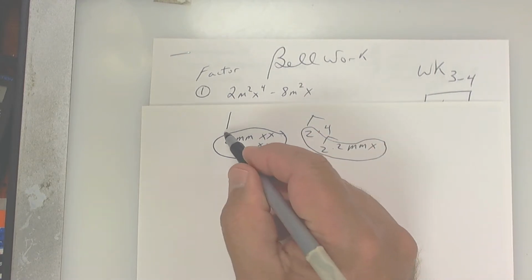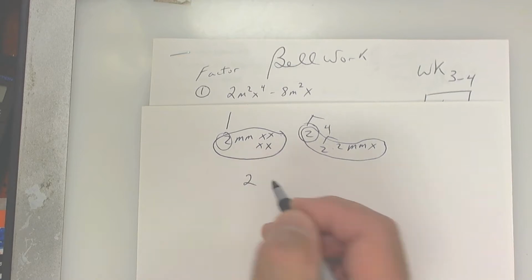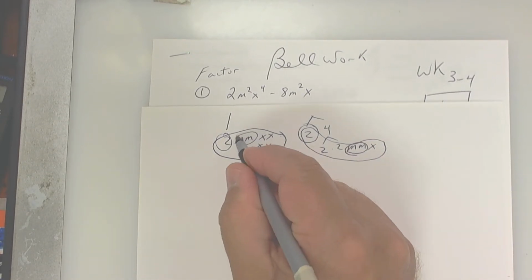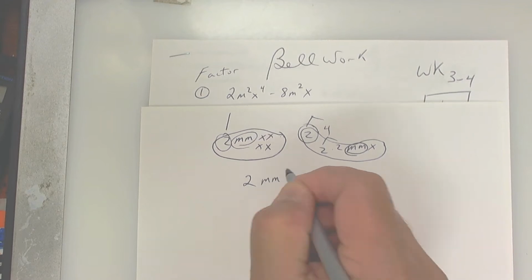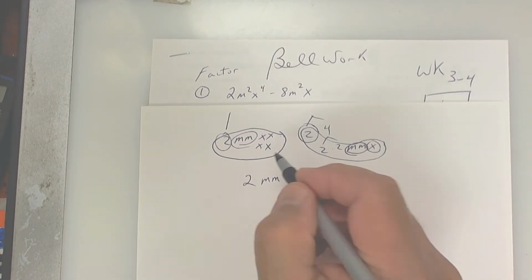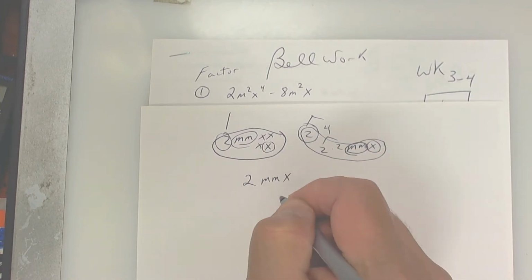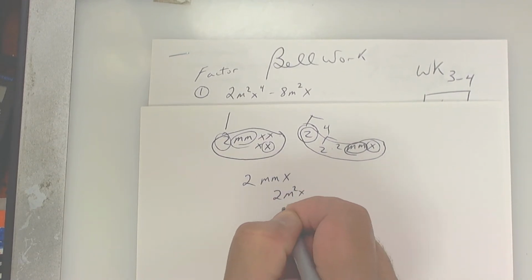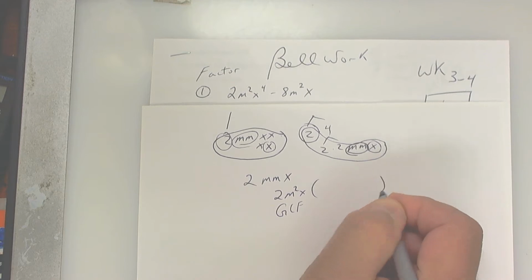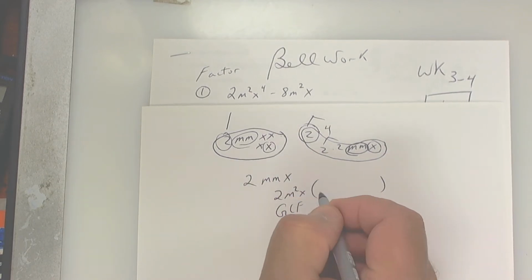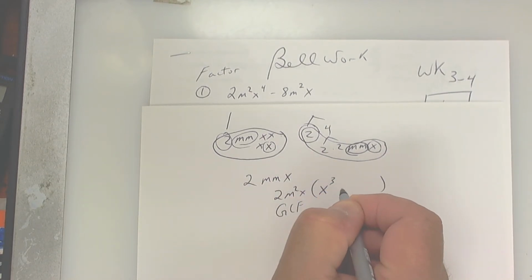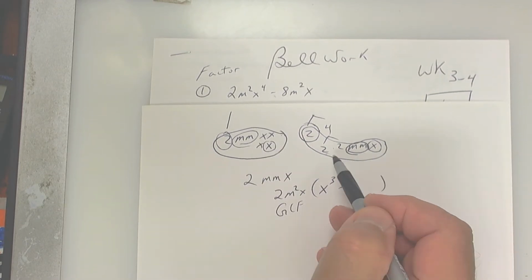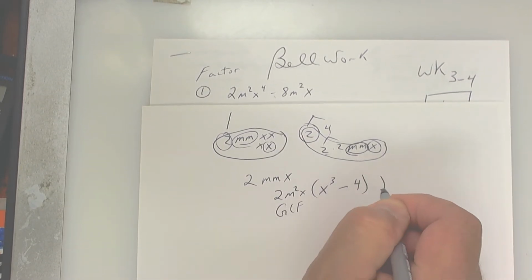And so here we have a 2 in common, so we want to take a 2 out. Okay, and here we have 2 m's, so we want to take out 2 m's, and it looks like only 1x here, and so we're going to have 2m squared x. That's your greatest common factor. And what's left here looks like x to the third power, and the sign here is a minus, and what's left here is 2 times 2 is 4, and then we're done.